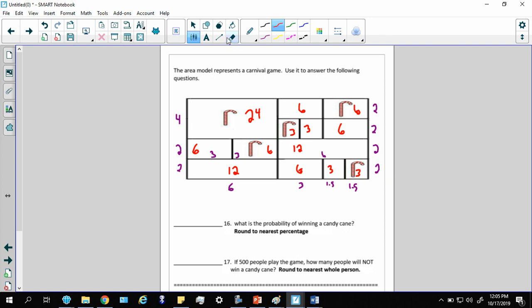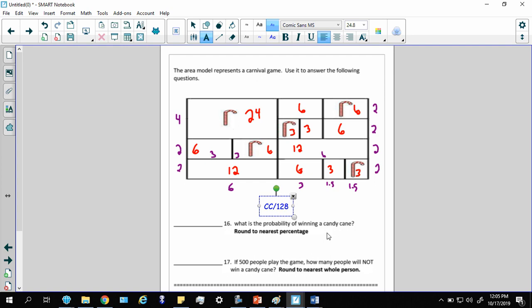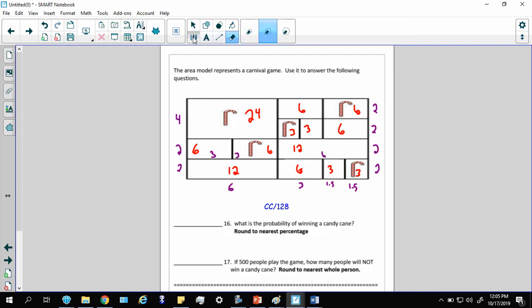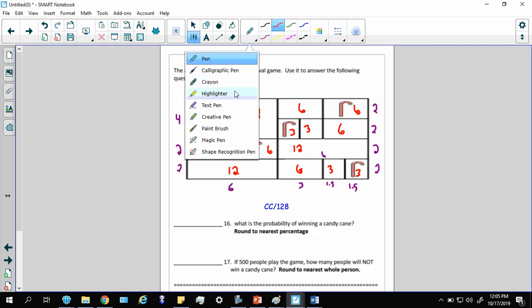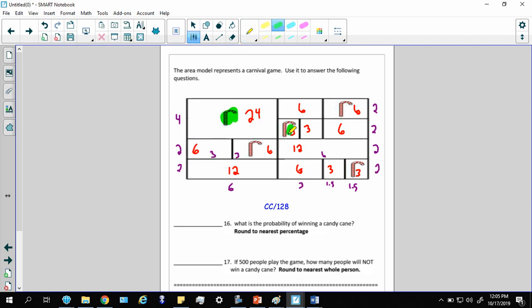I mean, it's very similar to what we just did. So we're going to take the number of candy canes and divide that by the total number, the total area, which is 128. Because of time, I'm almost at the 30-minute mark. I need to speed up a little bit. That, and that. Add all that up, put it over 220 or 128, and my answer ends up being 44%.